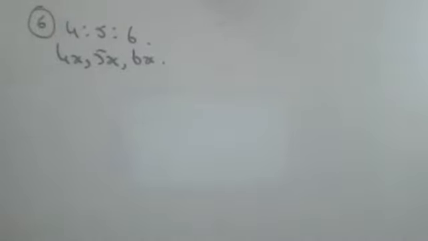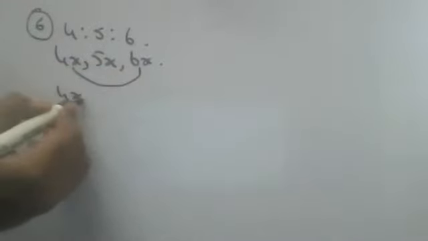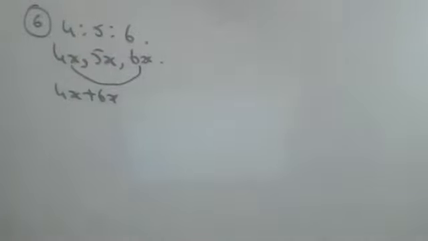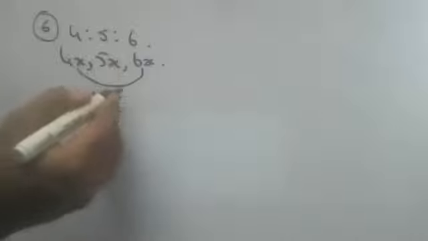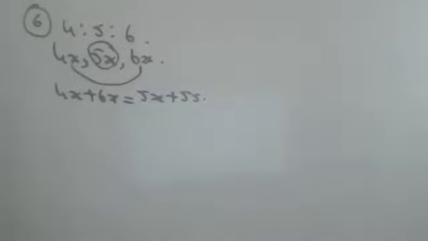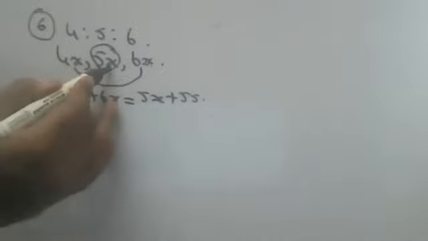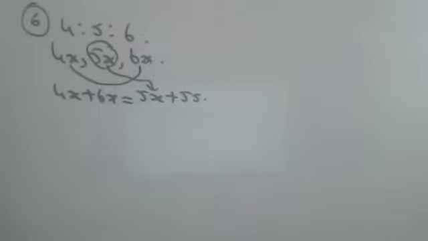If the sum of the largest and smallest, meaning 4x plus 6x, equals the sum of the third and 55. Third means this one, children. The question says the sum of the largest and smallest is equal to the third one, which is 5x, plus 55.